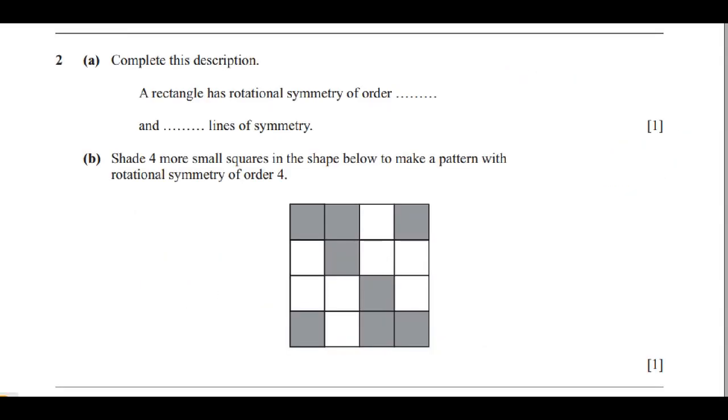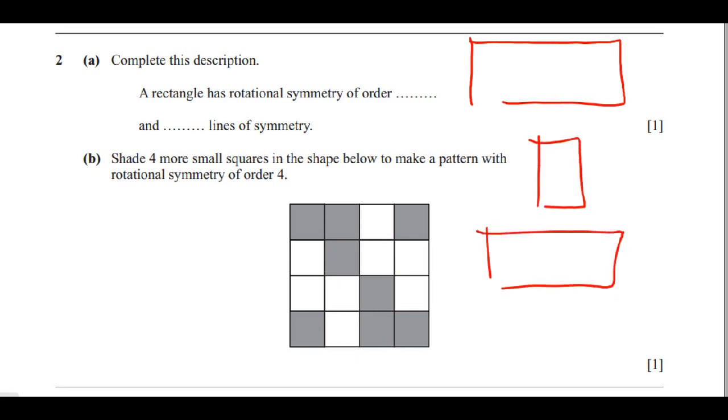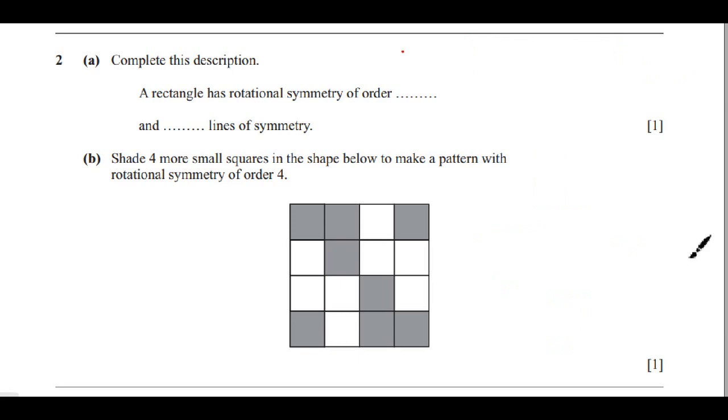Question number 2. Complete this description. A rectangle has rotational symmetry of order 2 because when you rotate it 180 degrees twice, you'll get the original figure back. So the answer is 2. And how many lines of symmetry?